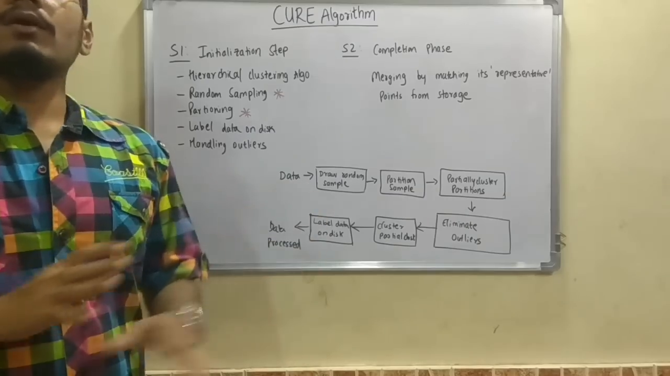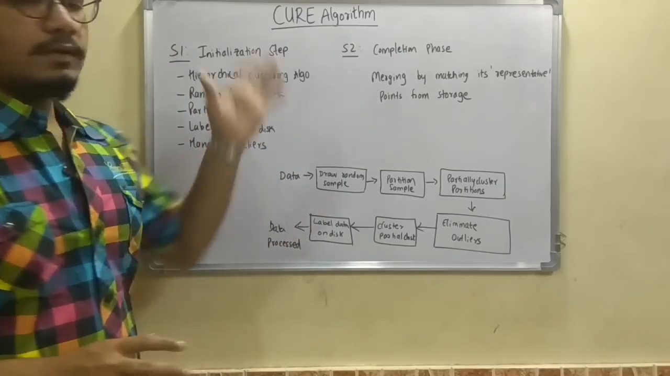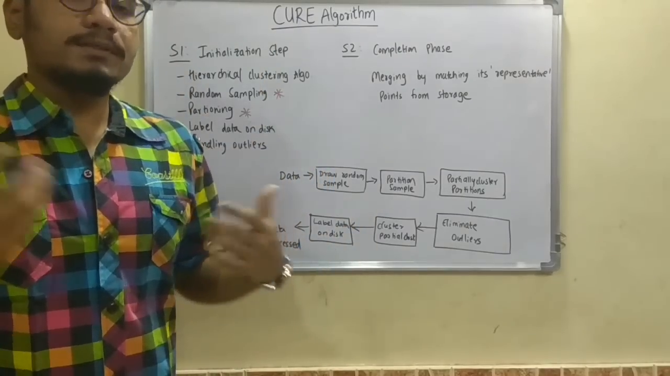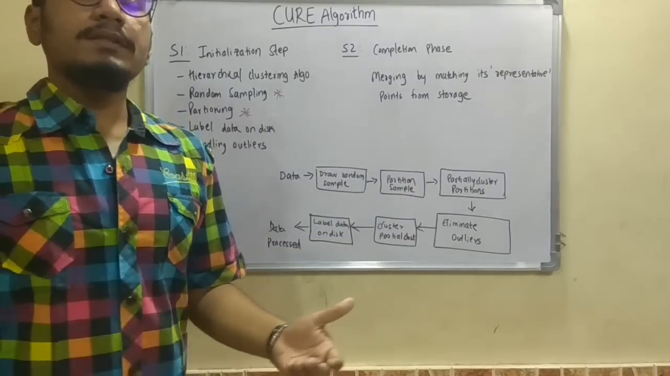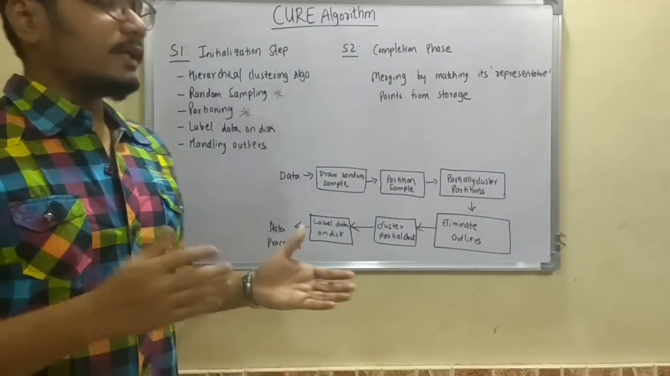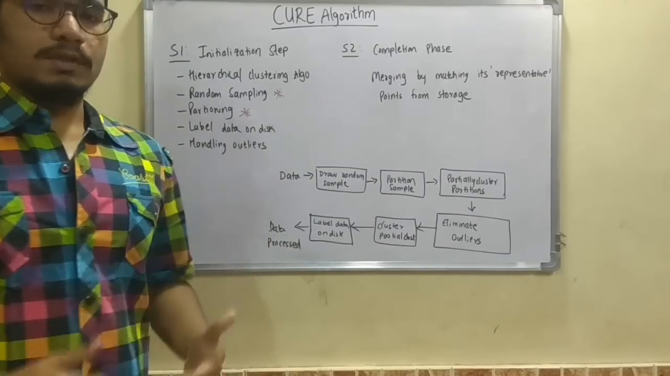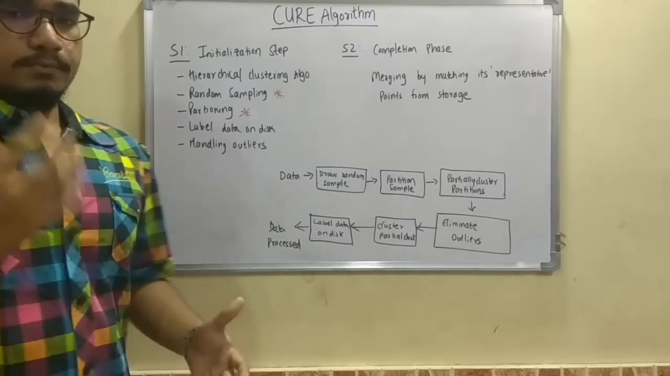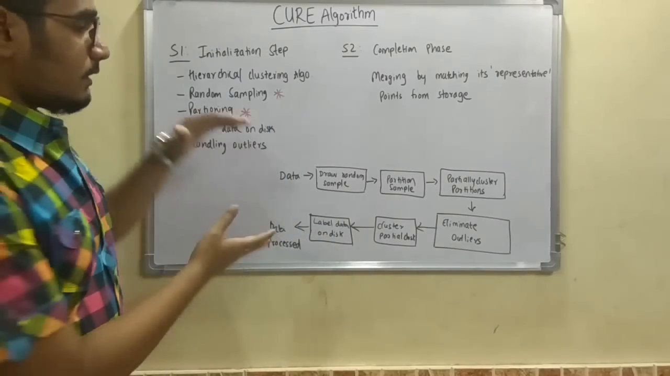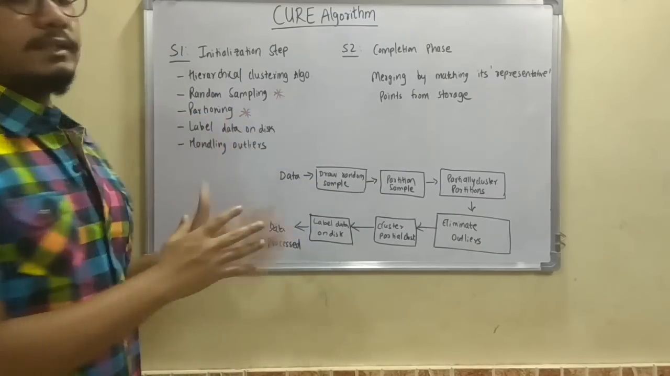The CURE algorithm is not yet over. In the final step, step 2, the completion phase, we merge all these clusters using their respective representative points and match them with the data on the disk, that is, from the storage, on the RAM. After we compare and match and mix, we finally merge those clusters and produce the processed data. So this is the CURE algorithm in total in detail. This diagram summarizes what I have told in the two steps.